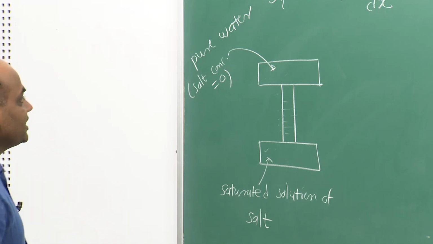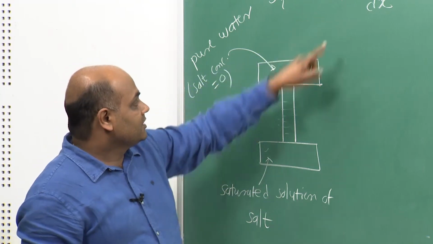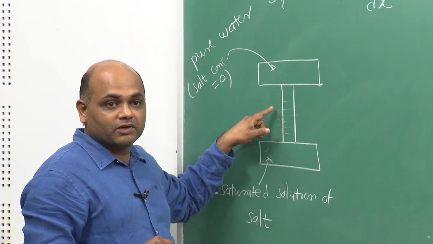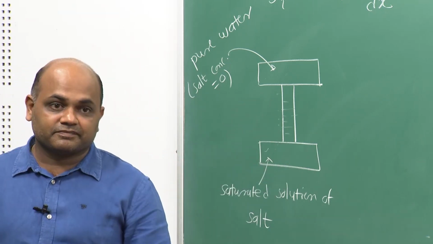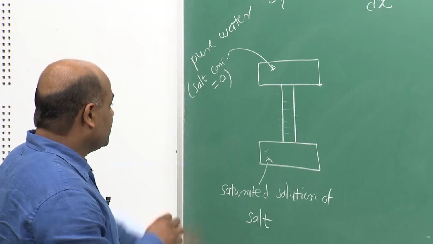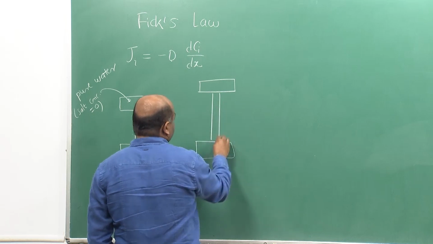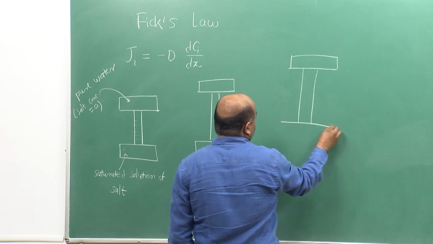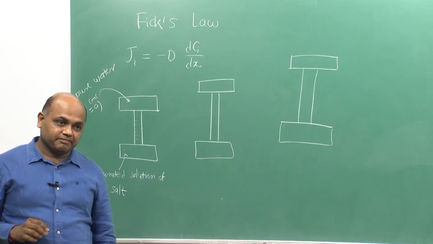Now, as we will see later, in the steady state, if D is constant, we expect the concentration gradient to be linear. Okay. So, what he did, he made 3 such setups with change in the length of the tube, while the other experimental conditions were the same.